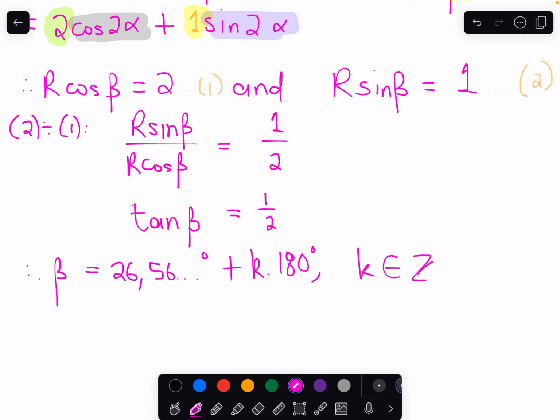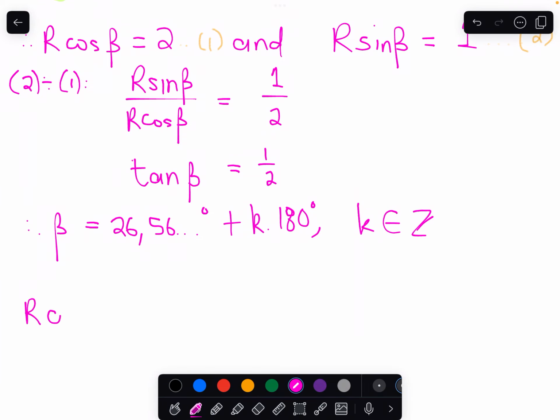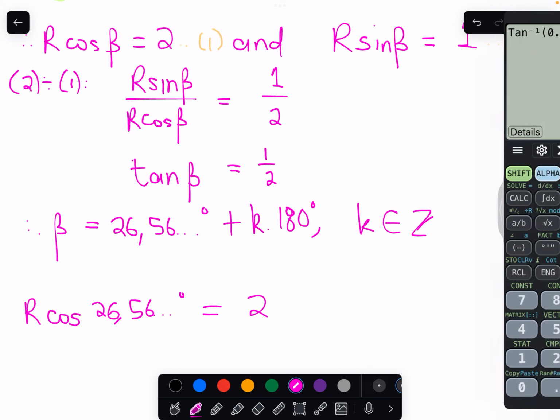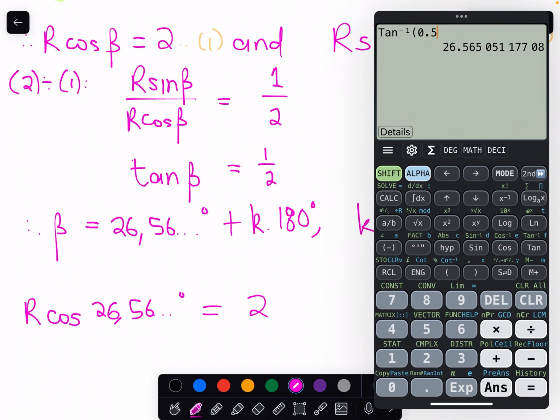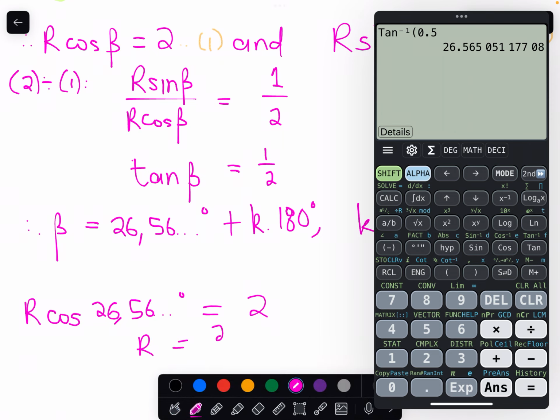So now we know what beta is. Now let's find r. So r cos 26,56 whatever needs to give me 2, so r is equal to 2 over cos of that. Oh, hectic. No, what am I doing?